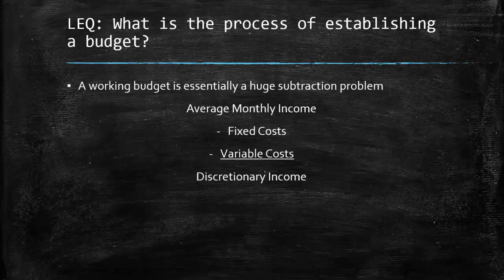So when it comes to actually establishing a working budget, here's what I want you guys to know. A budget is a subtraction problem. It really is. What is a budget? How do you do a budget? A budget is nothing more than a huge subtraction problem, and it works like this. You start with your average monthly income, which we have discussed. From the average monthly income, you subtract your fixed cost. With that new number, you then subtract your variable cost. What you are left with is your discretionary income.